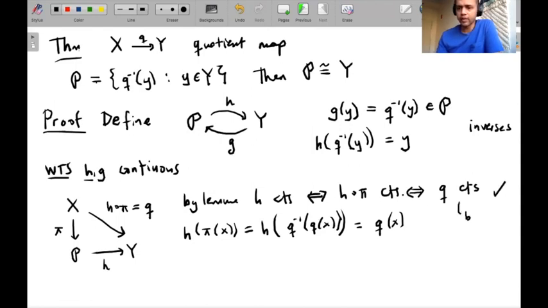So this is by definition. By assumption or by definition. And showing G is continuous is the same sort of thing, but using the other lemma. So we stated two lemmas. One was for quotient spaces, one was for quotient maps. Use the other one for G. Okay, so that's the theorem.